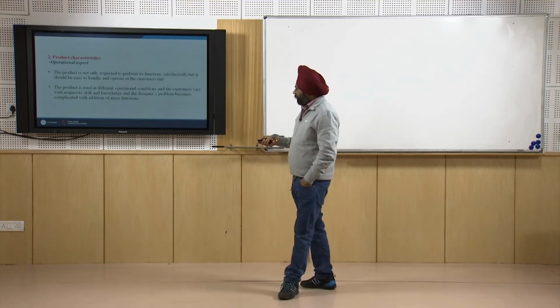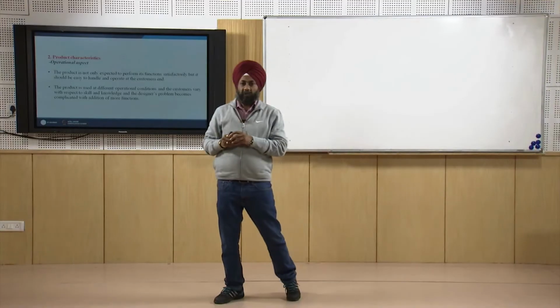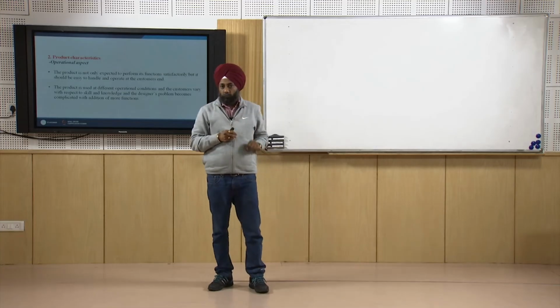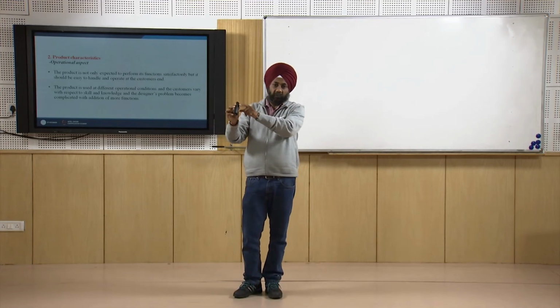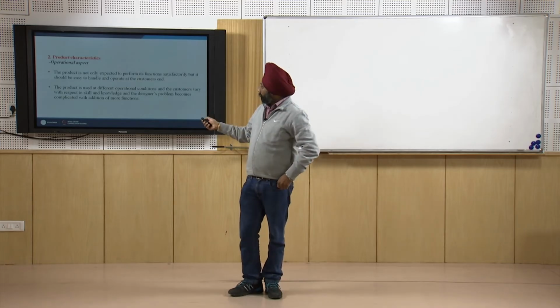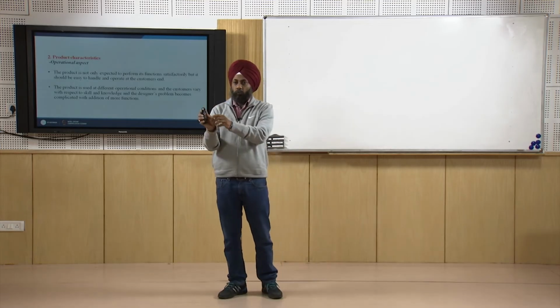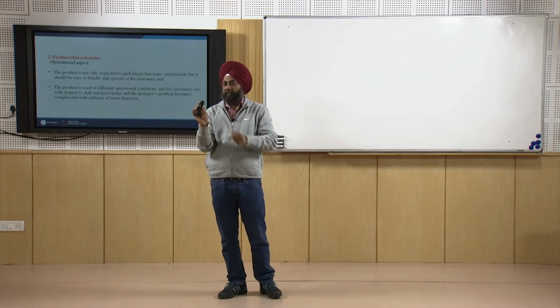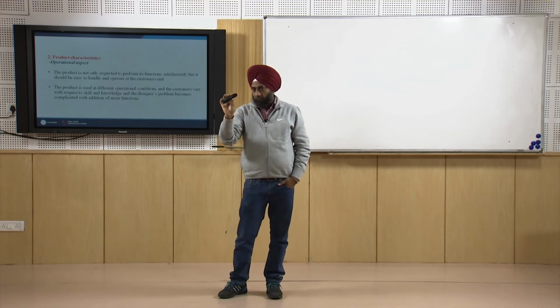Now let us see the operational aspects. Once the functions are satisfied, the next stage is to make the product easy to operate. For example, I am using this pointer. There are only 3 buttons here. One is to be used for the pointer, this red point moving on the screen. The other 2 arrows give the movement of the slide or flipping of the slide. Most easy to operate, a foolproof design, easy to operate.